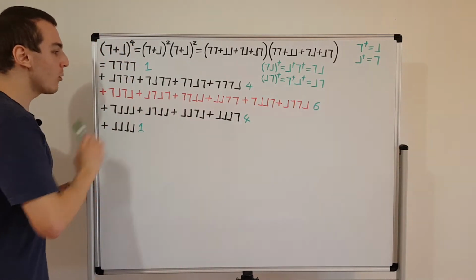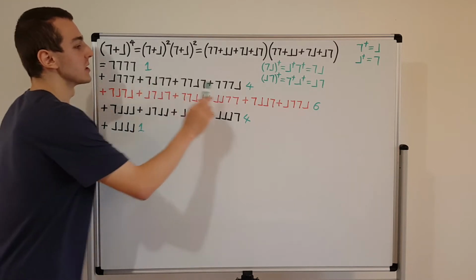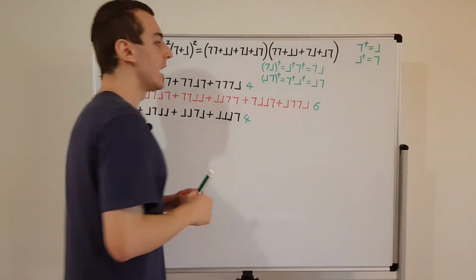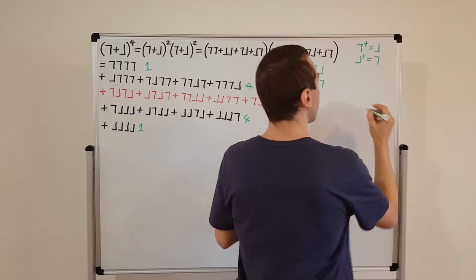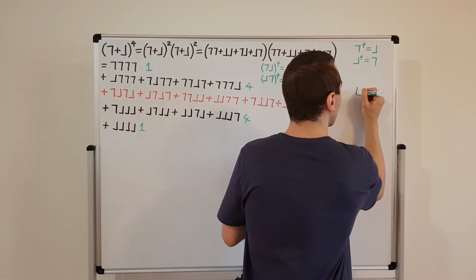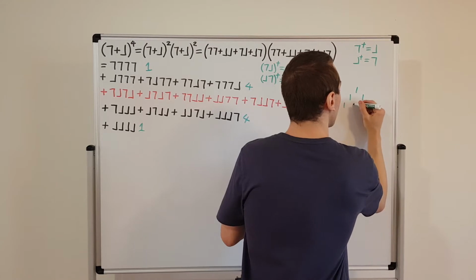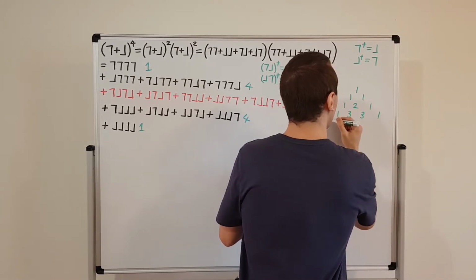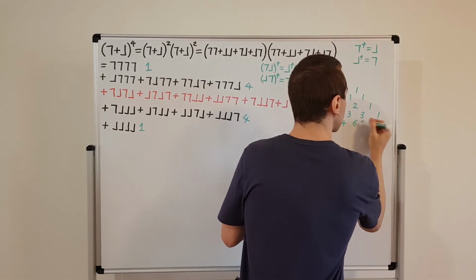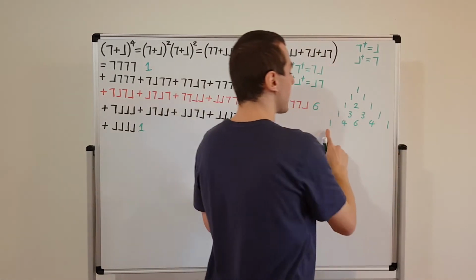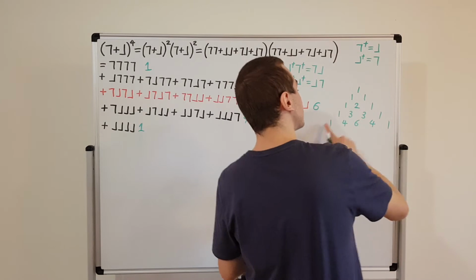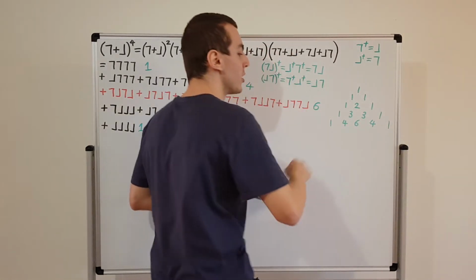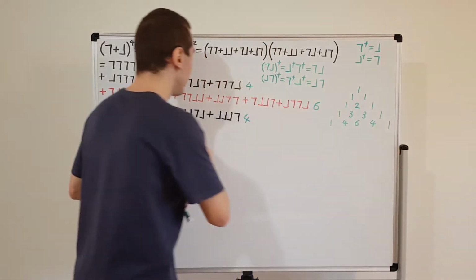So now what I want to look at is these coefficients. Where have we seen these coefficients before? Well, let me draw a little version of Pascal's triangle. So Pascal's triangle looks like this. We have 1, 1, 1, 1, 2, 1, 1, 3, 3, 1, and 1, 4, 6, 4, 1. These are the coefficients in Pascal's triangle. They are the binomial coefficients. And the binomial coefficients appear over here.